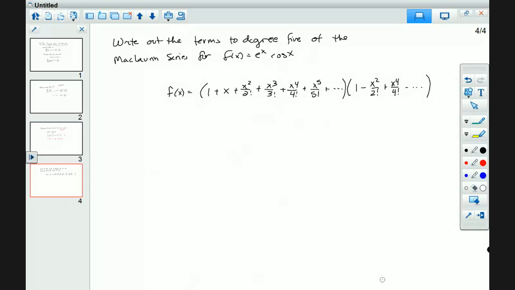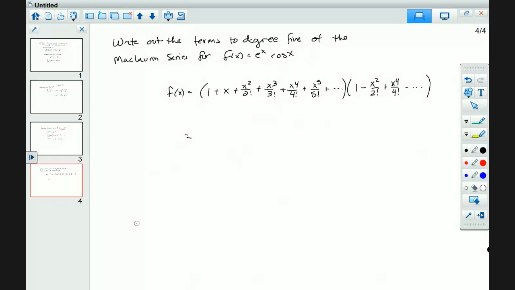I don't need to go any further because the next one is to the 6th power. If I'm only asked for degree 5, now, who wants to multiply that up? Yeah, that's what I thought. The nice thing is when you get to the 5th power, you stop.